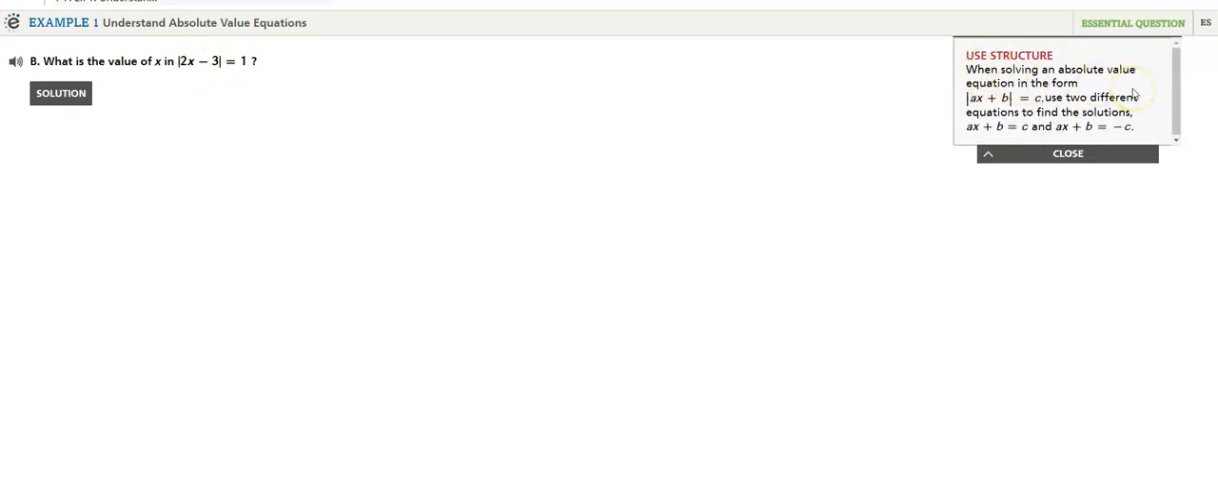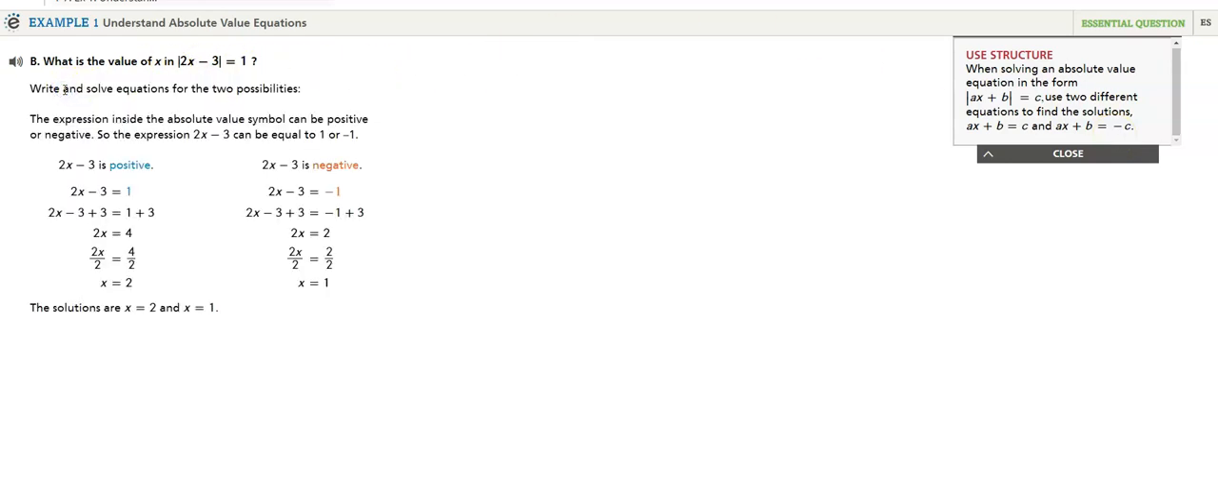It does tell us that when solving an absolute value equation in this format, where the majority of your equation, your ax plus b, is in absolute value symbols, you're going to use 2 different equations to find the solutions. You're going to use ax plus b equals positive c and ax plus b equals negative c. So coming back over here to the problem in our example, you'll see we are writing and solving the equations for both possibilities. On the left, we have a positive possibility with a positive 1 solution, and on the right, we have a negative possibility with a negative 1 solution.